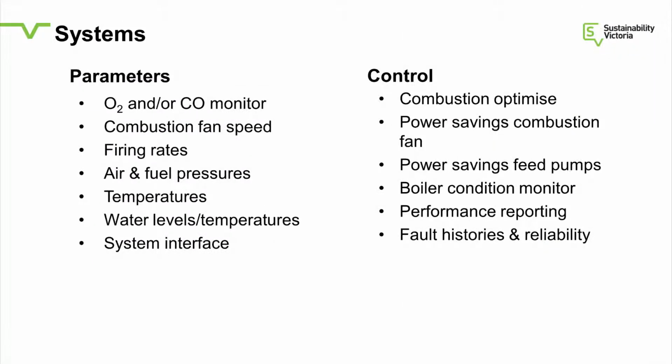Okay, what are some of the parameters on control? Well, as I mentioned, oxygen and CO monitoring is becoming very popular now to try and control the combustion. The combustion fan speeds. Most new boiler plant now have variable speed drives on their combustion fan. Typically that can save 30-40% of the power used on the combustion system. So forget about the gas for a minute. If you have a variable speed rather than a damper, it can be quite dramatic.